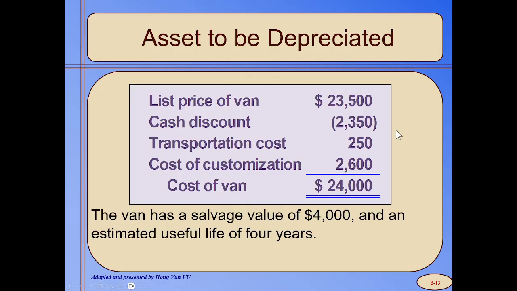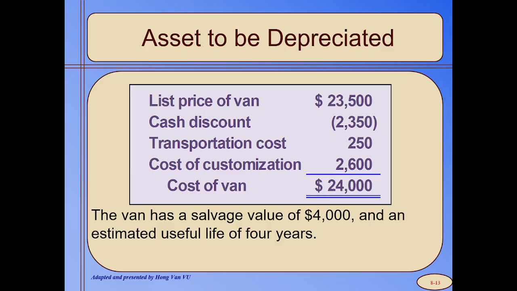So, we use this example of a van purchase to demonstrate all three methods of depreciation. The van has a net cost of $24,000. It has a useful life of 4 years and an estimated salvage value of $4,000.